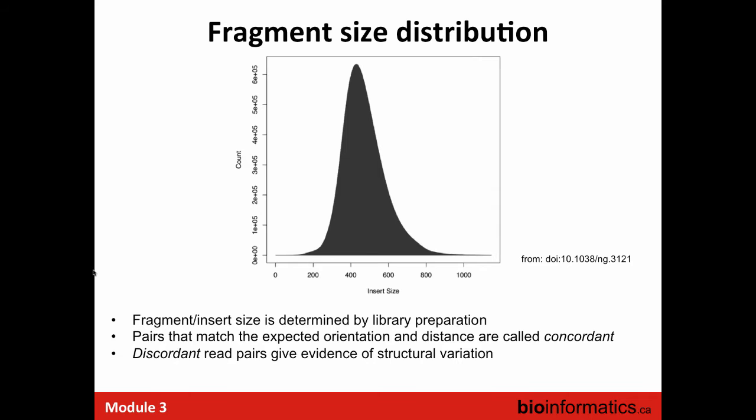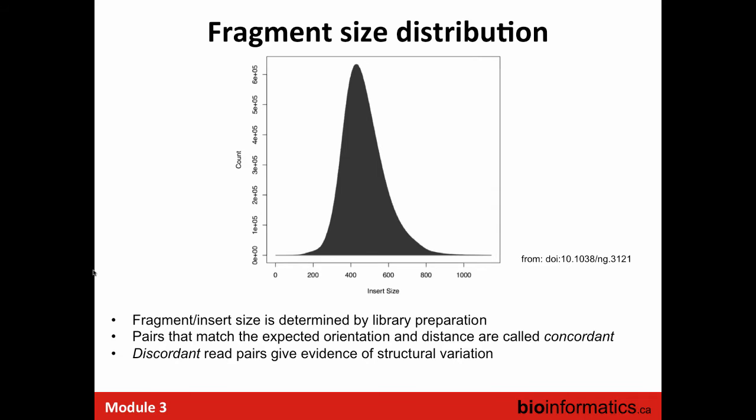This depends on how you sheared the DNA and size selected it. But when we map these read pairs to the reference genome, we can use this distribution to figure out how far apart we expect them to be. And if they map much further apart than expected or much closer than expected, they might indicate there's some level of structural variation. I'll give examples of that in the upcoming slides. But just a bit of terminology before we do that.